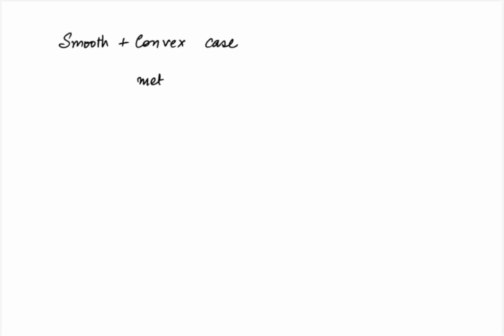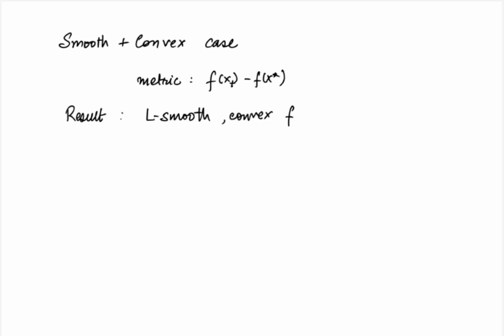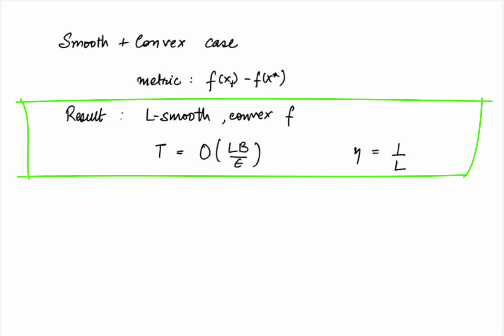The metric for this case will be, as usual, the optimality gap at xt, which is given by f of xt minus f of x star. So for L smooth and convex functions, the oracle complexity required to make sure that the optimality gap is less than epsilon is given by t equal to order of LB by epsilon with step size eta equal to 1 over L. Observe that this result is exactly the same as what we obtained in the case of unconstrained gradient descent. To derive this result also, we will use exactly the same outline as we used for gradient descent.